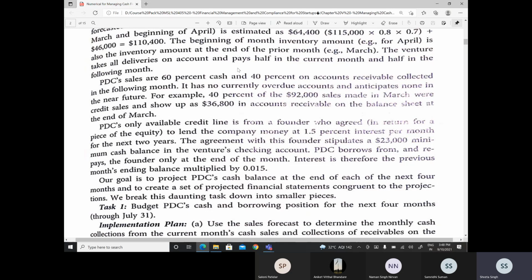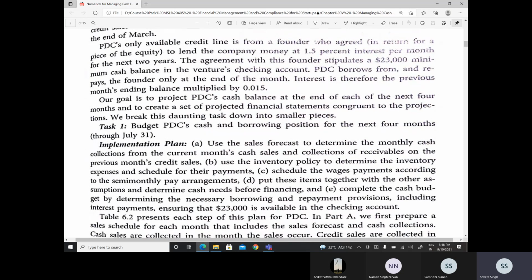The venture takes all deliveries on account and pays half in the current month and half in the following month. PDC's sales are 60% cash and 40% on accounts receivables collected in the following month. It has no currently overdue accounts and anticipates none in the near future. For example, 40% of the $92,000 sales made in March were credit sales and show up as 36,800 in accounts receivable on the balance sheet at the end of March.